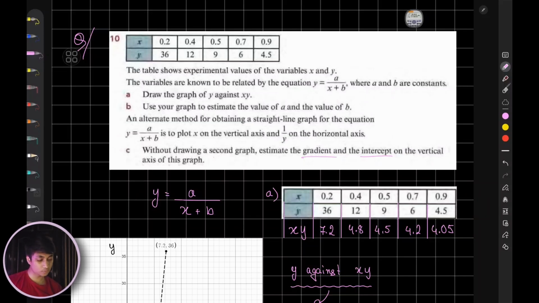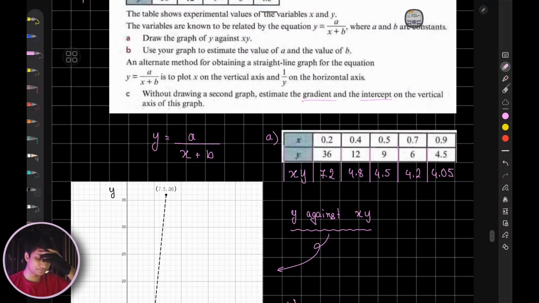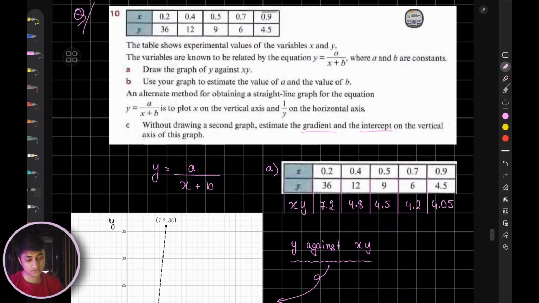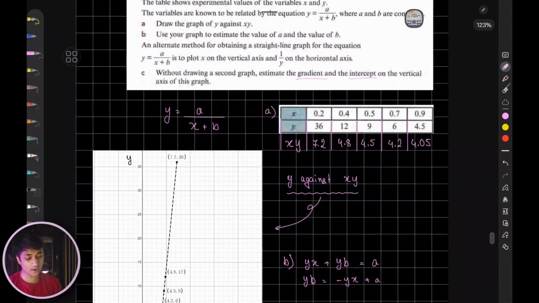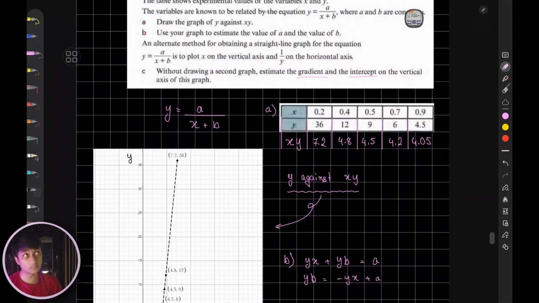So you basically have to plot the points. That's a very lengthy thing to do. Anyways, you have to plot the points. So you have to find xy as well. If they're telling you y against xy, y is going to be on the y axis, and xy is going to be on the x axis.